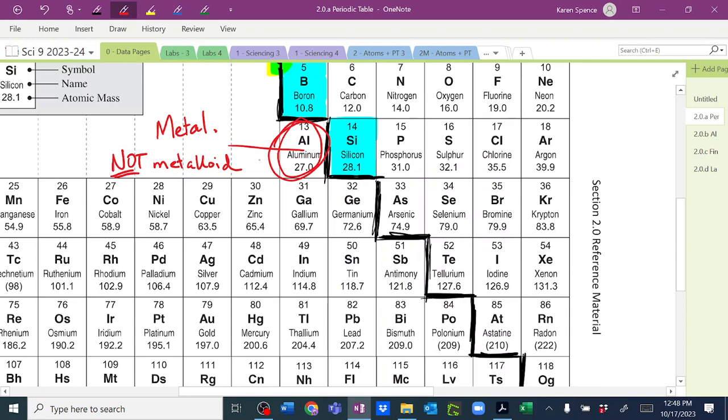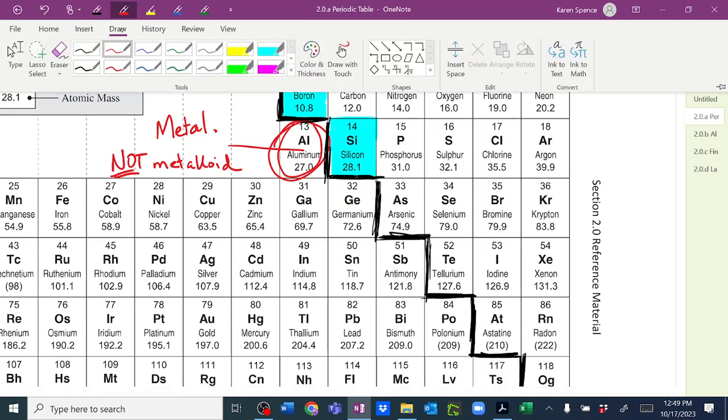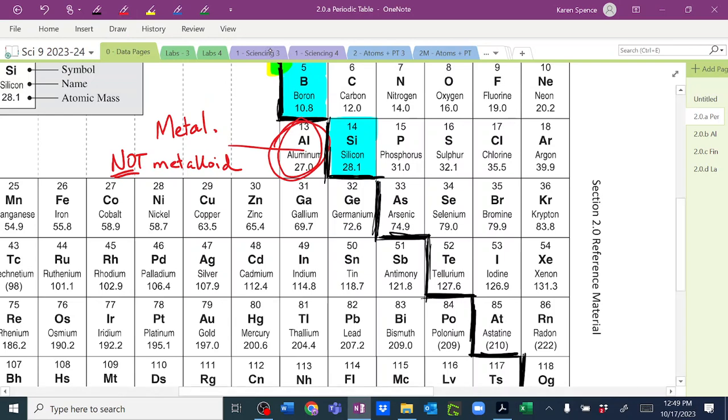Now the good news for you is this: if I were ever to ask you about metalloids, it would probably be a multiple choice question, and I would not put aluminum as one of the answers, because I wouldn't want to trick you, okay? I might put boron, I might put silicon. Who else is a metalloid? Who else is touching the staircase?